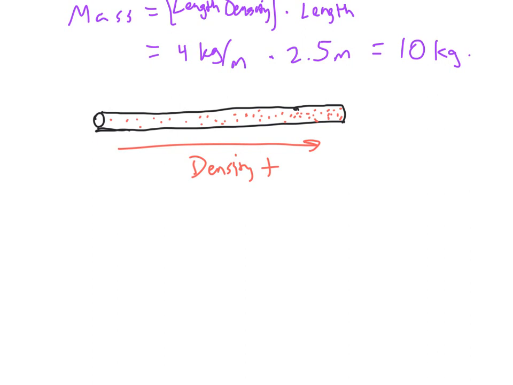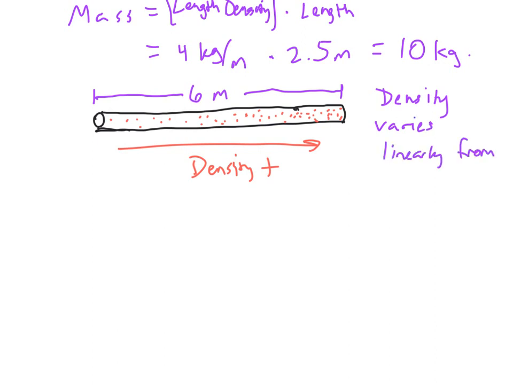All right, and furthermore, I'm going to say that this rod is 6 meters long, and I'm going to say that the density varies linearly from end to end. And I'm going to specify that that density is, let's say, 3 kilograms per meter on this end, right at this very end here. And then at this end, let's say the density is 7 kilograms per meter. So the density varies linearly from 3 kilograms per meter to 7 kilograms per meter. And by varies linearly, I mean that the density is going to change at a constant rate of change as I go in this direction.